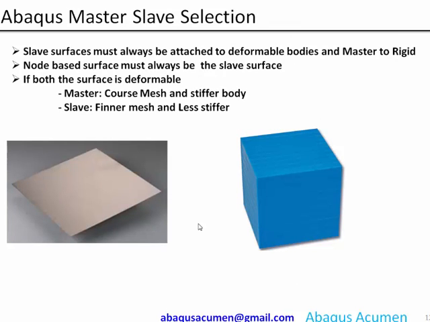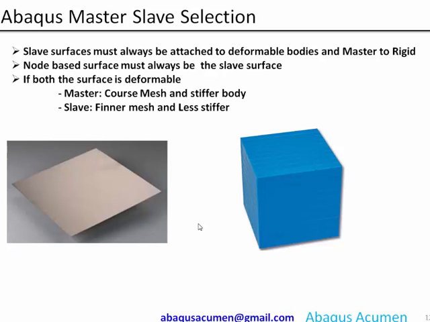As you see, by changing slave and master in node to surface, you see penetration. Now if somebody has to make a master and slave selection in Abaqus, what guideline or thumb rule should people use? Number one thumb rule: if you have a deformable body in contact with a rigid body, the deformable body will become the slave surface and the rigid body will become the master surface.